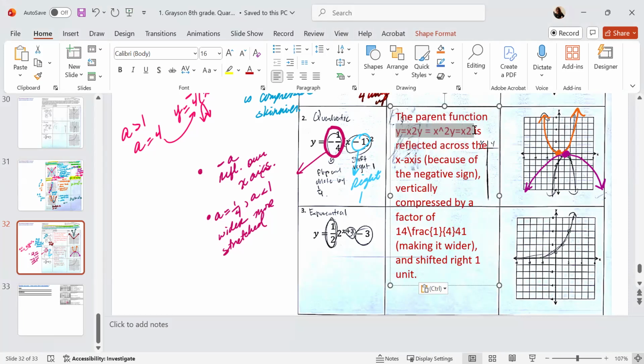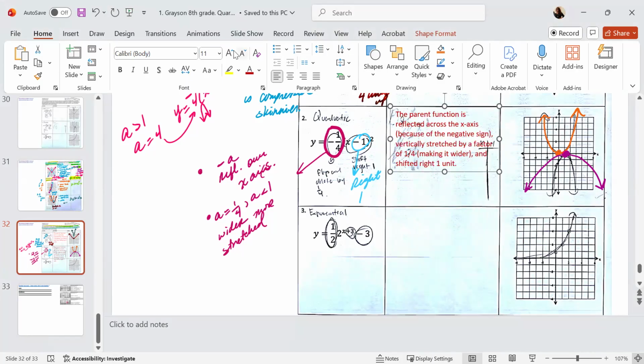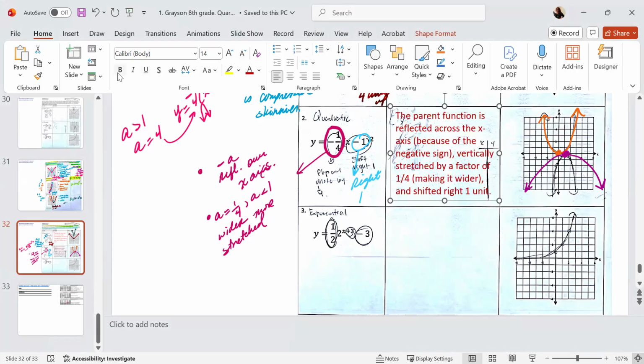It is reflected over the x-axis because of the negative sign. Vertically compressed. It's not compressed. It's stretched by a factor of 1/4, making it wider, and shifted 1 unit to the right. That's what you can write. Okay. Does that make sense?